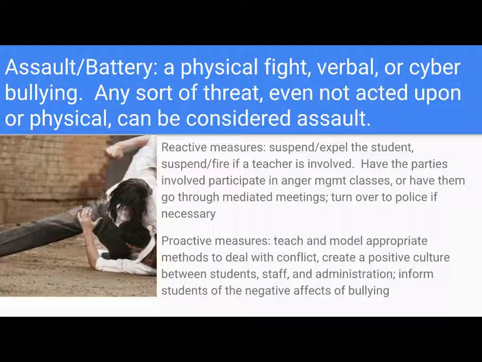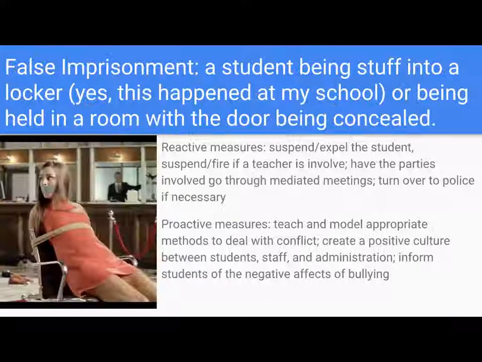Obviously, fights and bullying are going to happen no matter what you do, but I think that if you have a positive culture, that will limit the amount of fighting or bullying that's going on.